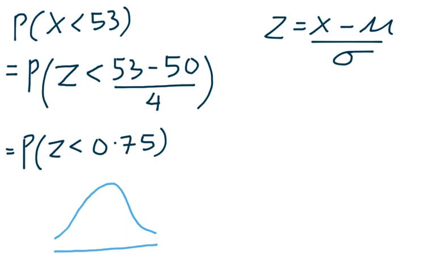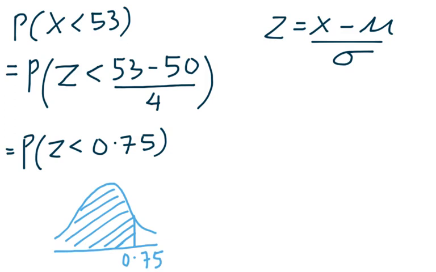The z-score 0.75 is positive, so it is going to be on the right side. So 0.75 is here, and the shaded area is less than 0.75, which means it is on the left side of 0.75. When we compare this shaded area with our table, it is the same shaded area, meaning we can look straight into the table for the probability value.